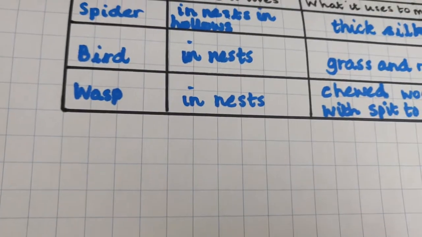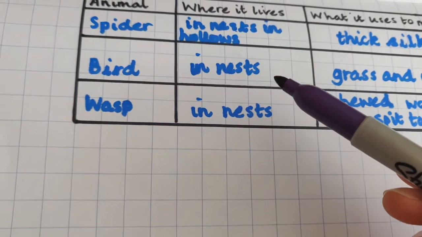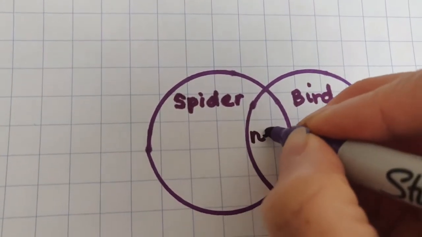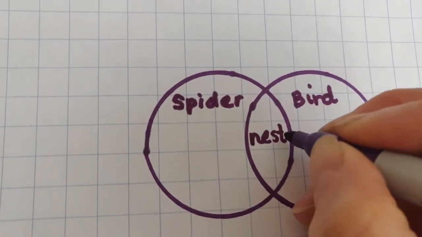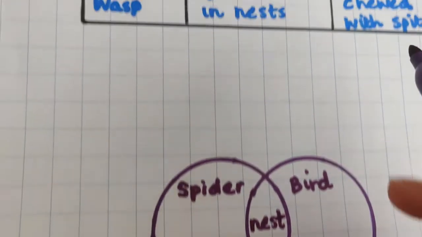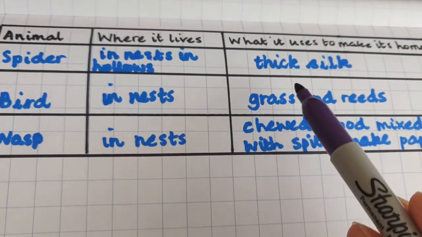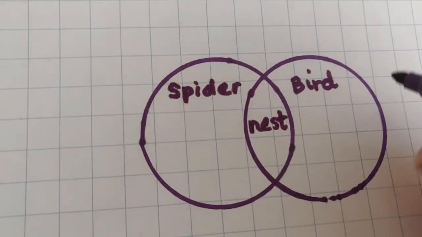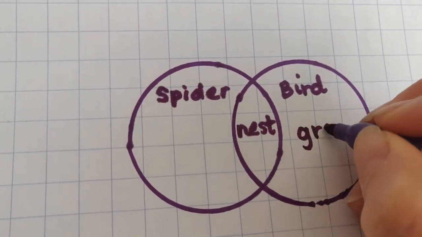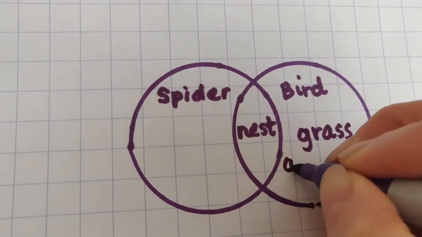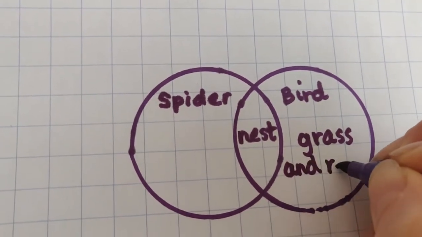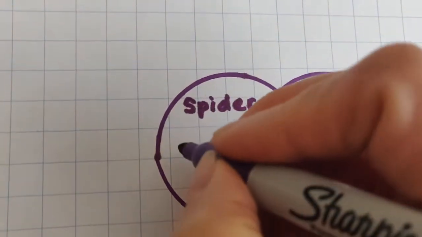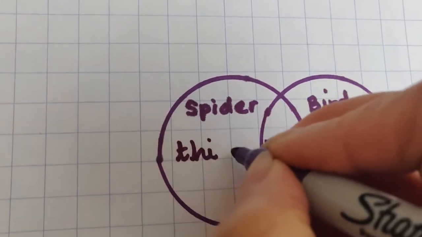So when we look at the table, we found out that both spiders and birds live in nests. So that's something that's similar for both. So that would go in the centre of the Venn diagram. But it's different what they use to make those nests. So that's different. So they wouldn't go in the centre because a bird uses grass and reeds, whereas a spider uses thick silk.